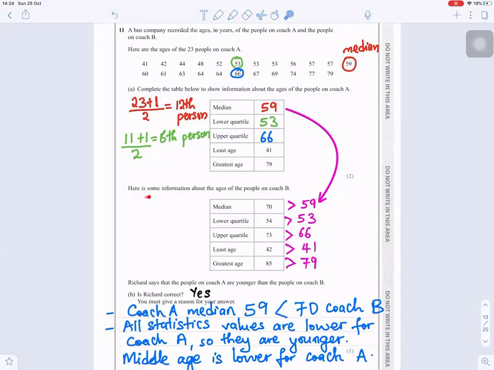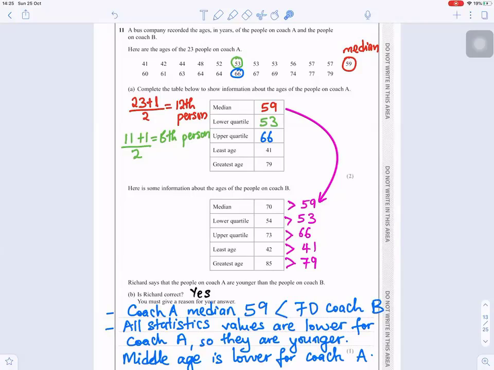Second part. Here is some information about the ages of people on coach B. The median is 70, lower quartile 54, upper quartile 73, least age 42, greatest age 85. Richard says that the people on coach A are younger than the people on coach B. Is Richard correct? Yes, it's correct. You must give a reason for your answer.